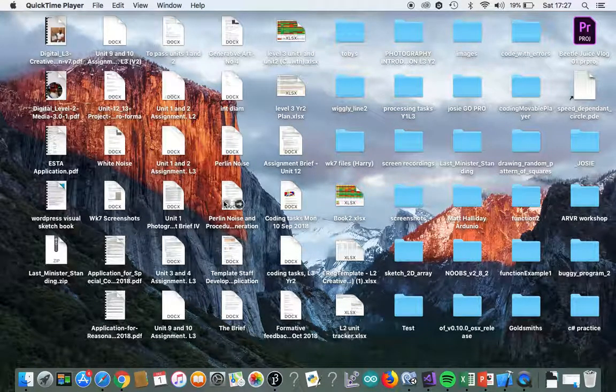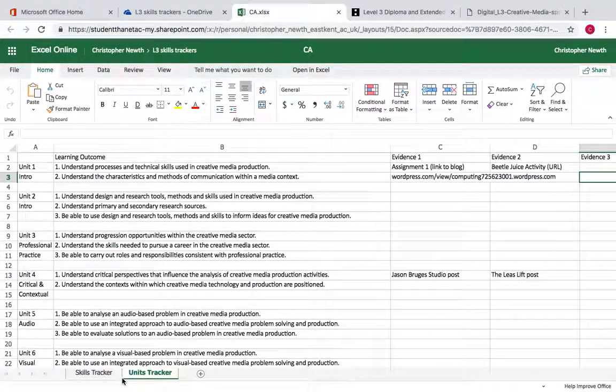Time for Unit 4. So let's bring up the spreadsheet. So we're going to look at Unit 4, Critical and Contextual Awareness. This is a unit which is hard to teach, hard to explain, but let's do my best here. So, learning outcome 1. Understand critical perspectives that influence the analysis of creative media production activities.